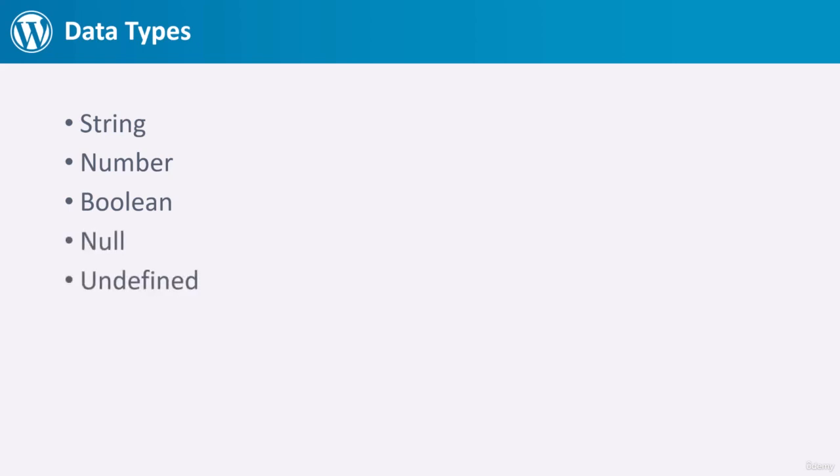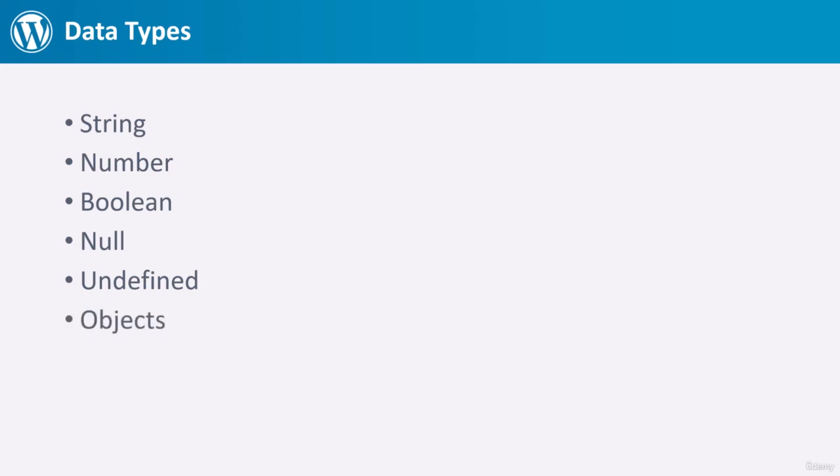Afterward, we have the null and undefined data types. The null data type represents nothing. This data type can be useful for initializing a variable without a value. As for the undefined data type, this data type is assigned to a variable if a variable is not assigned a value. We can consider it the default value for all variables.